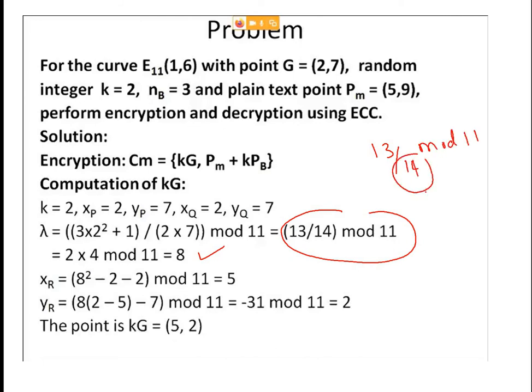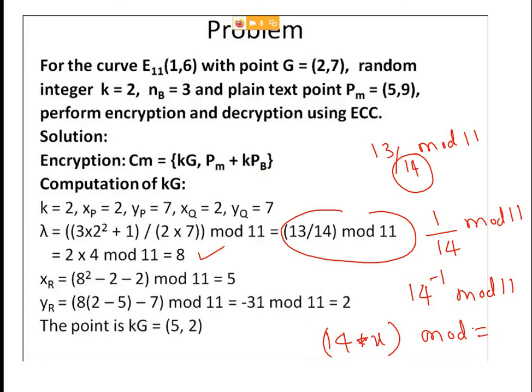First you take this part, 1 by 14 mod 11. That is nothing but 14 inverse mod 11. So how to calculate 14 inverse mod 11? We know that 14 times x mod 11 is equal to 1. So check the value of x.